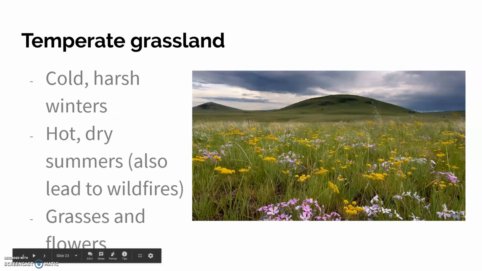Temperate grasslands are like the prairies. They have cold, harsh winters and hot, dry summers. They're also adapted to wildfires. You see a lot of plants that have really deep root growth that allows them to come back after a fire.